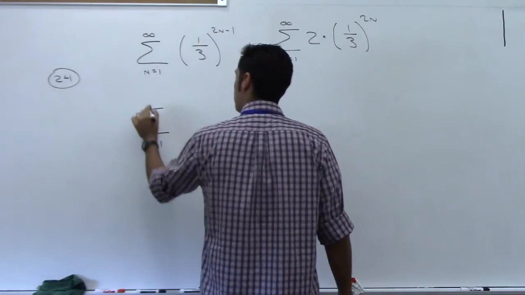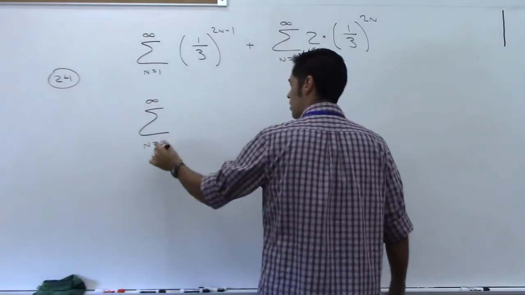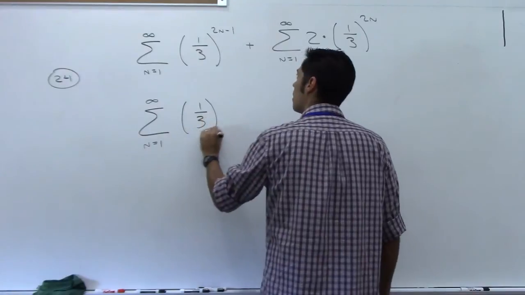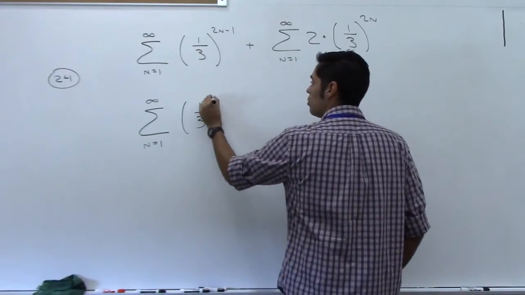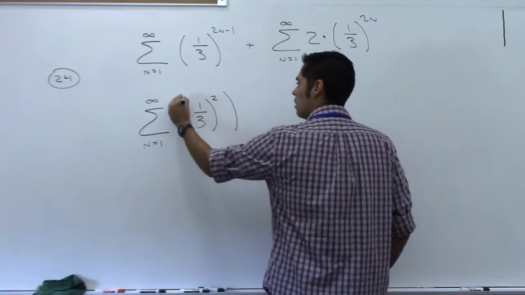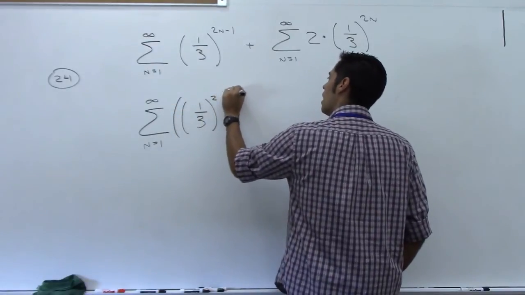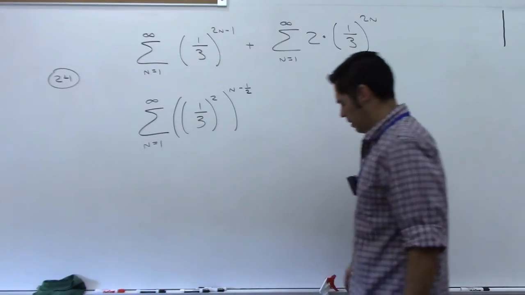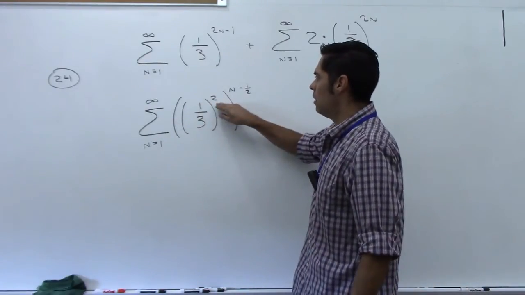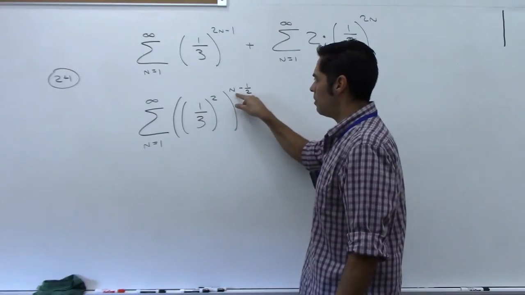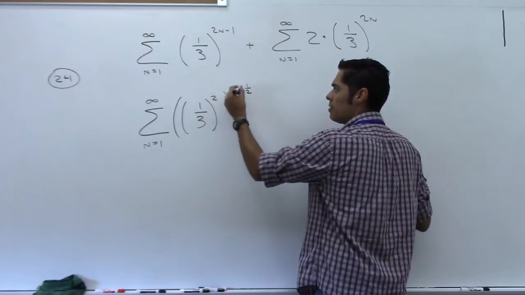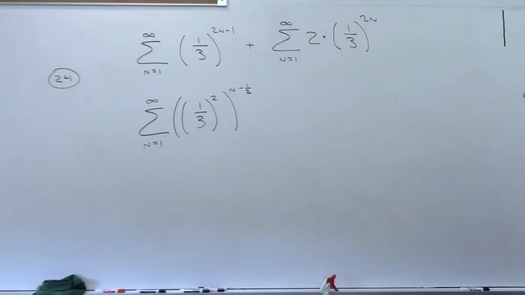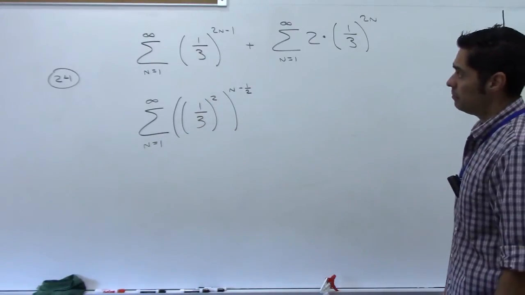Well, see if you agree with this. Sum n equals 1 to infinity. How about this? 1/3 to the 2 to the n minus a half. Ooh, what happened there? Well, remember, if you have something to a power, you multiply these two powers. And if I multiply 2 to this, I get 2n and then minus 1. So I could do that. That would be okay.